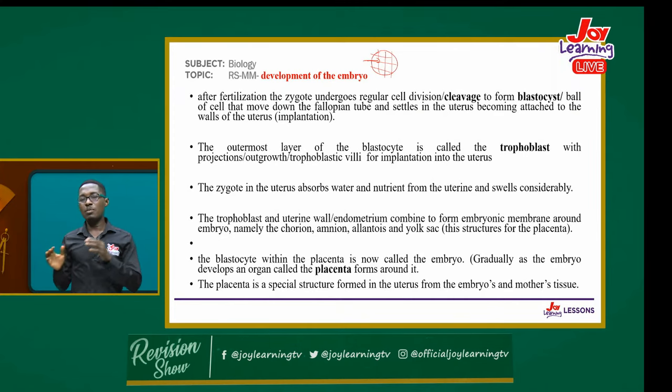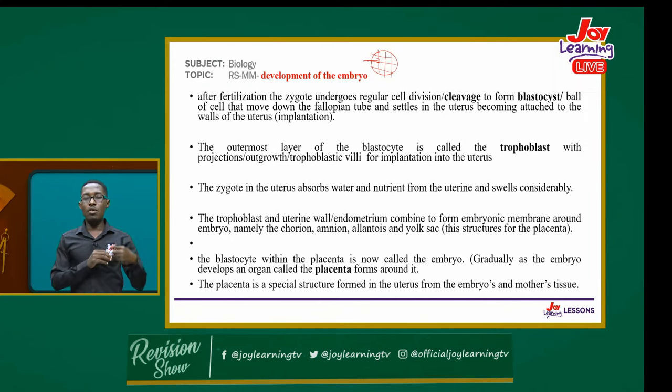So in exams, we don't expect you to describe all this. All that you say is from the cleavage to the trophoblast to the trophoblastic villi, bringing implantation. Then you say that together with the uterine walls and the embryo, they form membranes. The four membranes they form are the chorion, the allantois, the amnion, and the yolk sac. These are the embryonic membranes. Then together with the uterus, they form what we call the placenta.